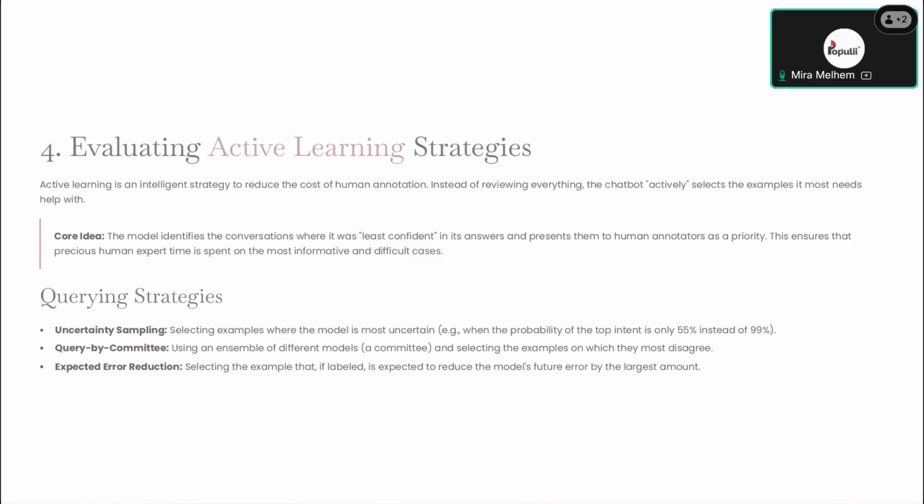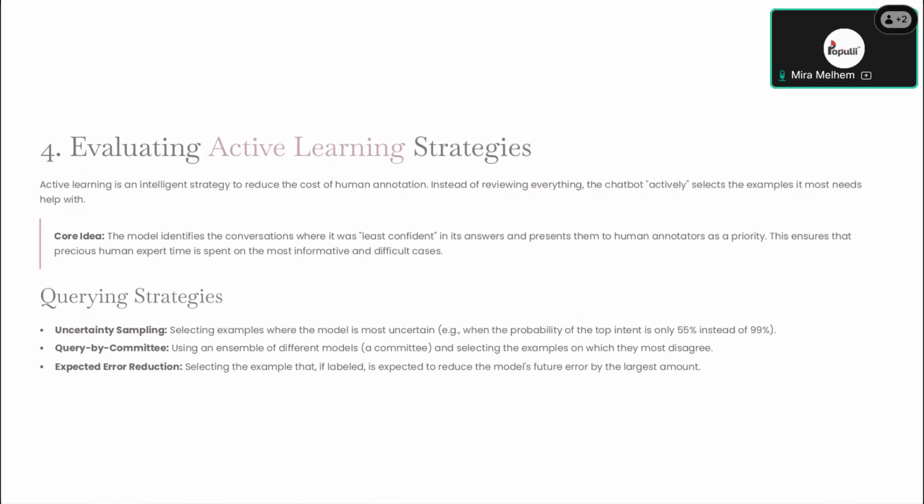The idea here is that the chatbot scans over all conversations and asks itself, where was I least confident in my answer, and where could I have made a mistake? So those confusing or uncertain cases are sent to human annotators first. This way, we spend our human expert time on the examples that matter the most, not the easy ones.